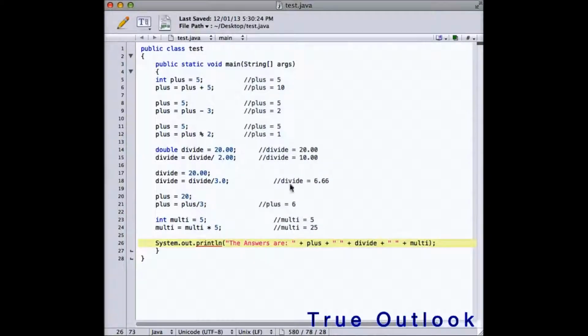Anyway, that's that side of it. You should be able to grasp calculations from that. All you have to really remember is, as I said, your plus, minus, percentage sign, though you don't really use that much, division, multiplication. That's all you need to remember for this one, and that'll be that.